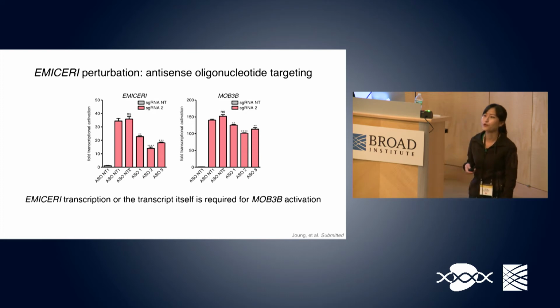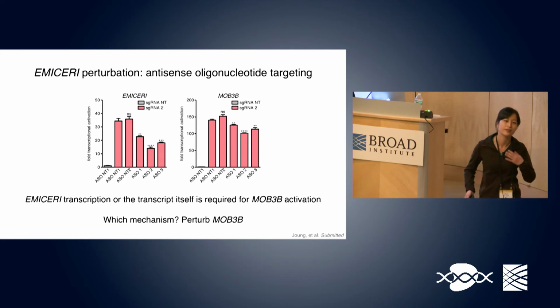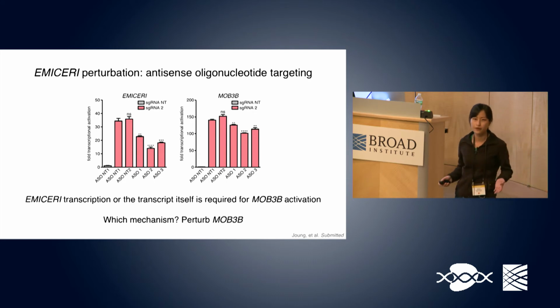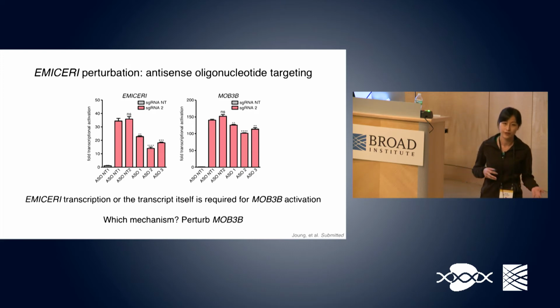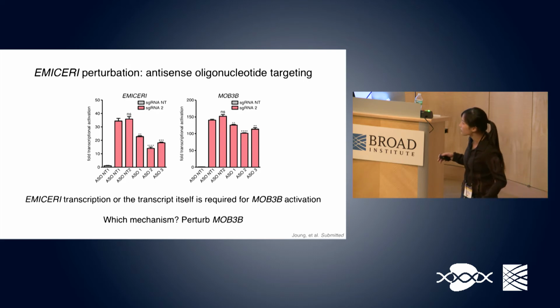So this brings me to the next question, which is, well, which mechanism is it? Is it the process of transcription, or is the emissary transcript itself recruiting a histone modifier, for example, that then modulates expression of MOB3B? So we hypothesized that if the process of transcription of emissary is important, then, because emissary shares a promoter with MOB3B, if we knock down MOB3B, we should also observe the same effect. So then we did some MOB3B perturbation experiments.